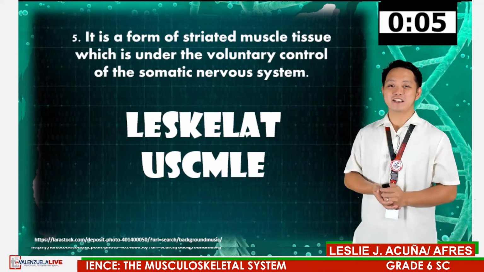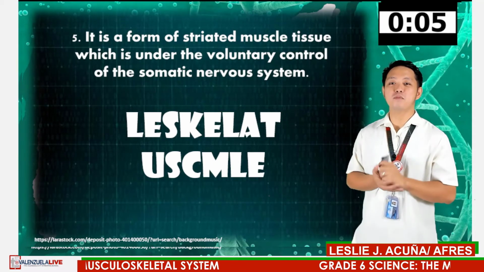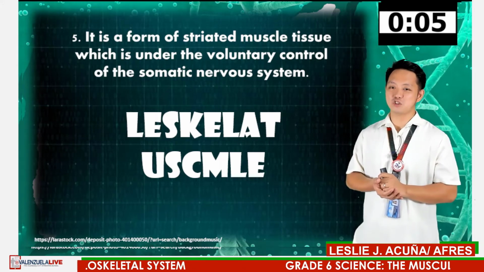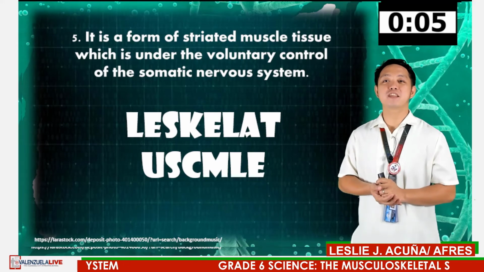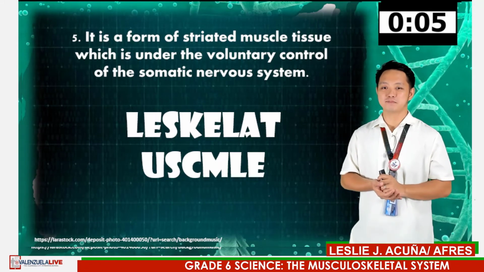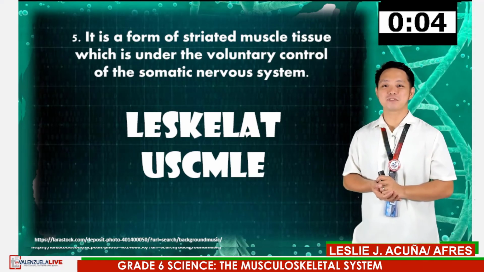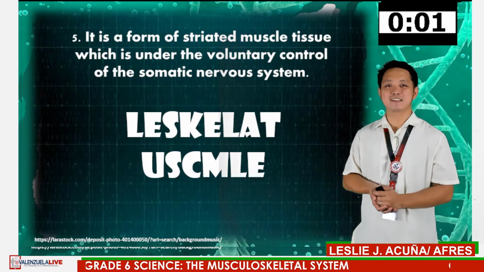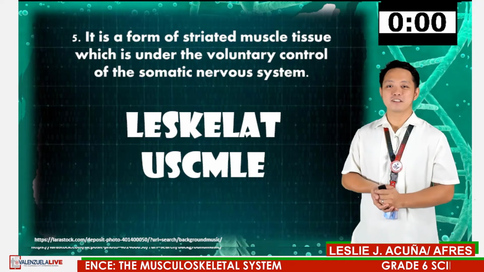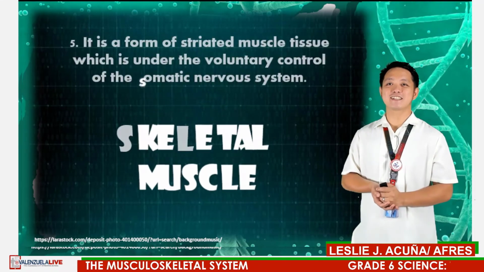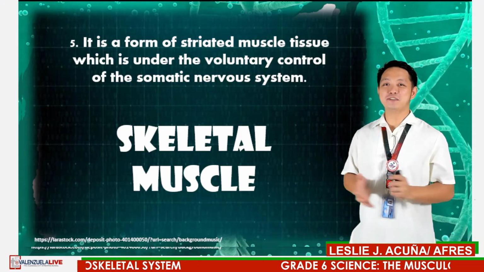Very good. And for our last question, it is a form of striated muscle tissue which is under the voluntary control of the somatic nervous system. All right, comment down your answer. 5 seconds. The answer is skeletal muscle. Very good, grade 6.